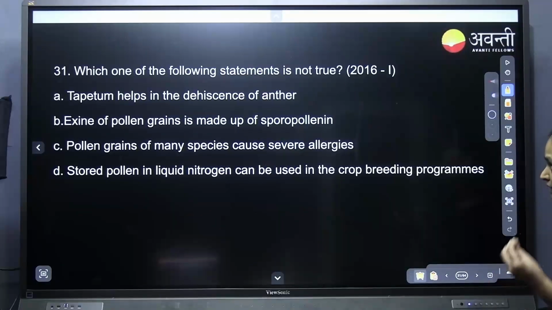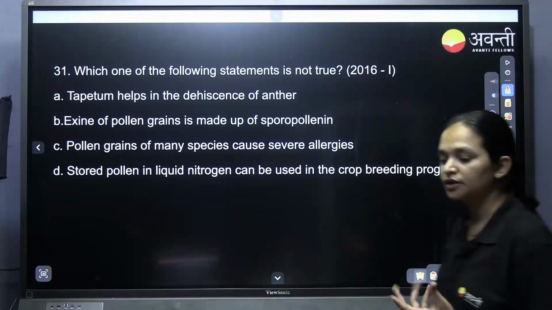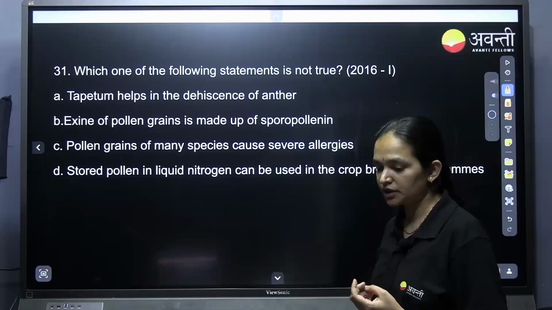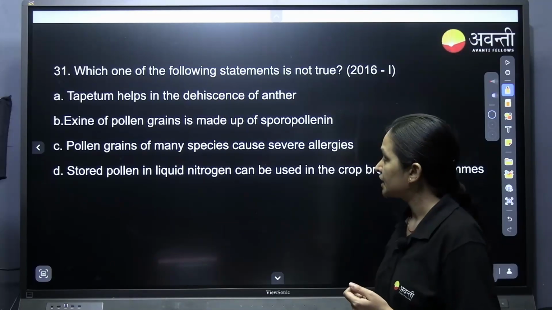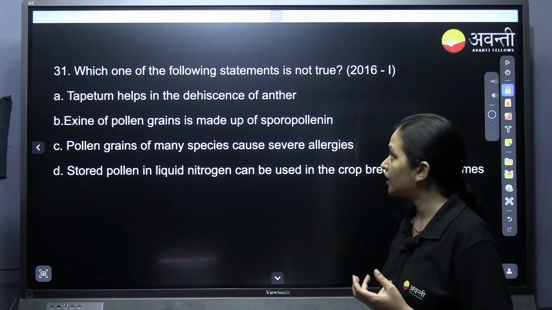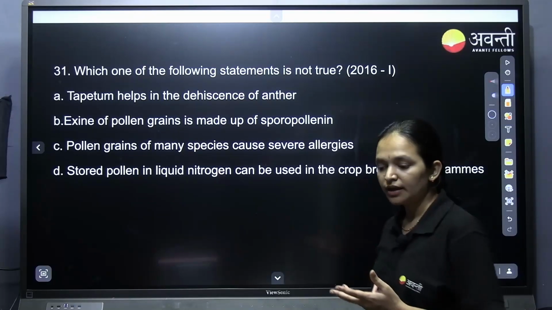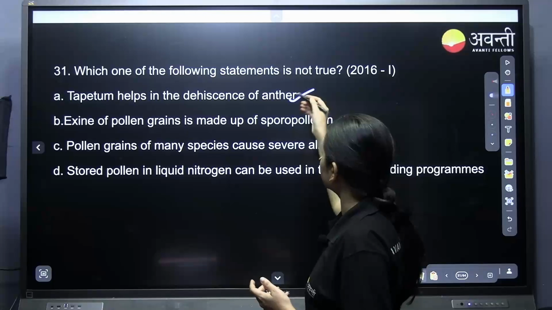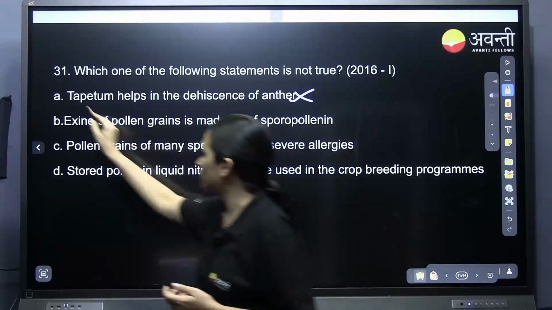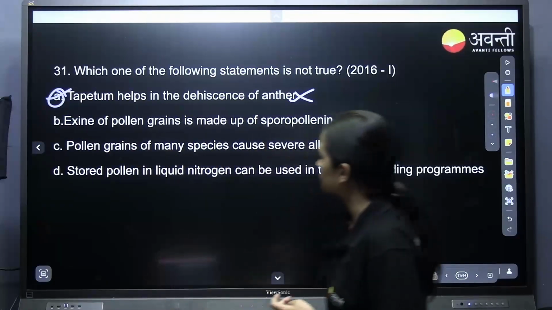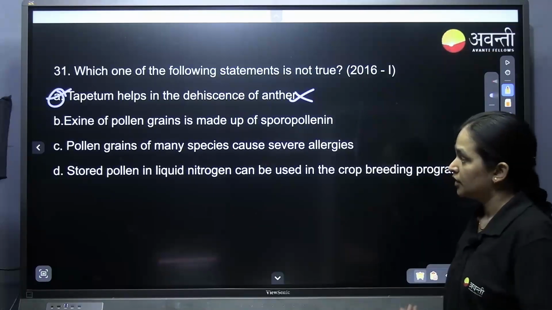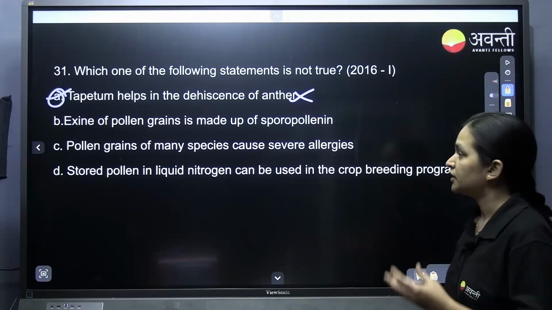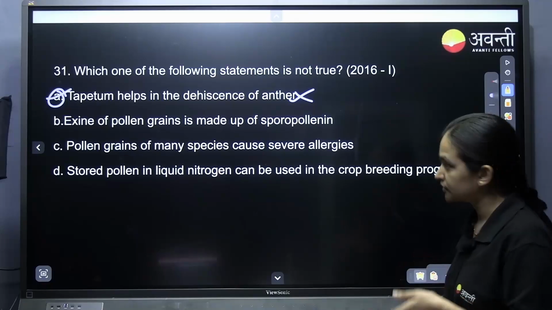Which of the following statements is not true? Again, tell me which of the following is not correct. Tapetum helps in dehiscence of anther. Is it true? Option A. This is false, which means we need to find it. That is, option A is the wrong statement and it's the correct answer.